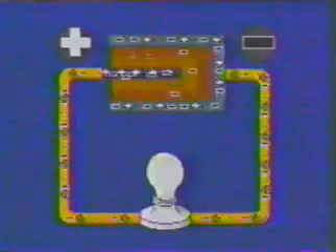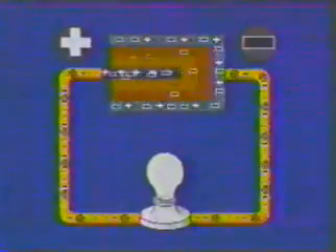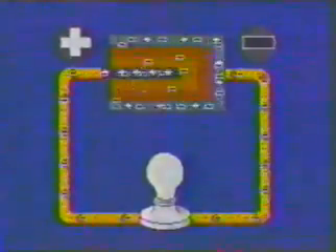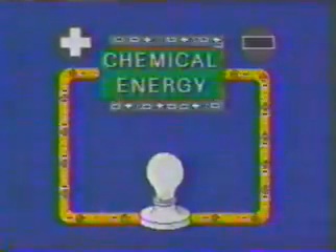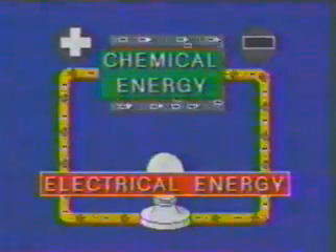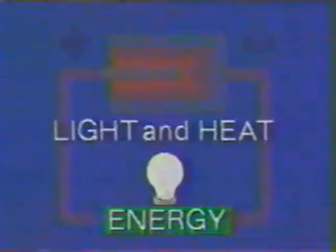As the charge flows from the cell, the chemical energy inside the cell is transformed into electrical energy. The light bulb in turn transforms electrical energy into light and heat. This circuit is said to illustrate direct current because the electrons continually flow in the same direction.